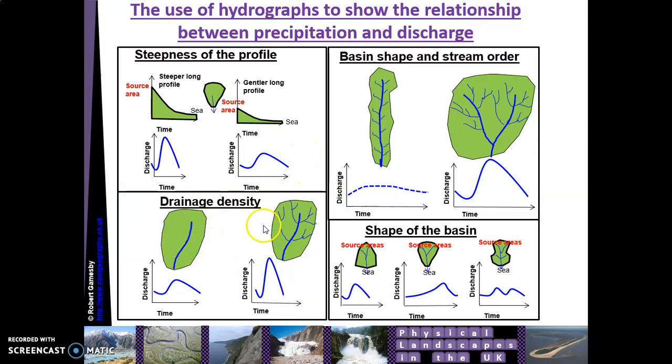In terms of drainage density, this is basically talking about how many rivers are attached to the main rivers, or how many tributaries are attached to the main river. If you've got no tributaries attached to it, that means that water is taking a long time to get to the main river.